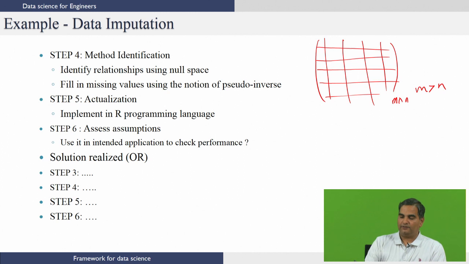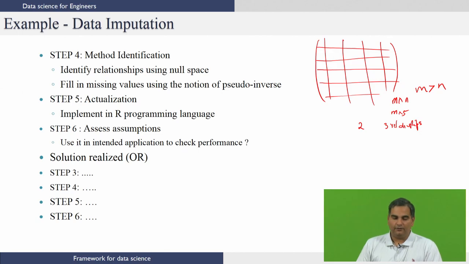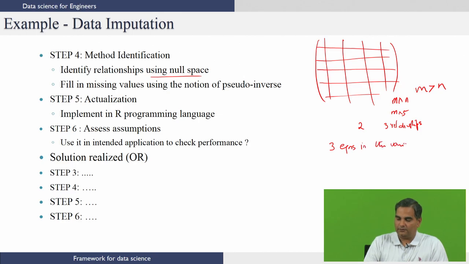So, if the rank of this m by n matrix, where m is the number of complete records and n is 5 because we have 5 variables in this problem, turns out to be 2, then we automatically know that there are 3 relationships, and we also know how to identify these relationships. We can use the notion of null space to identify them. So let us assume that we have identified these relationships. That means I basically have 3 equations in the 5 variables in this problem.